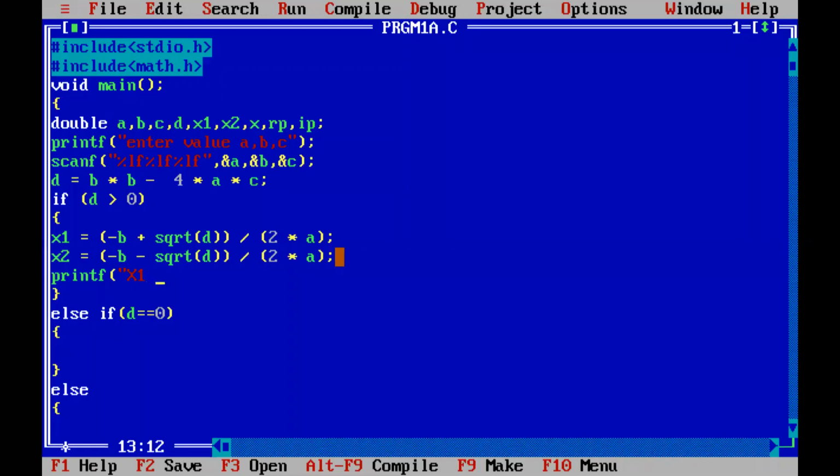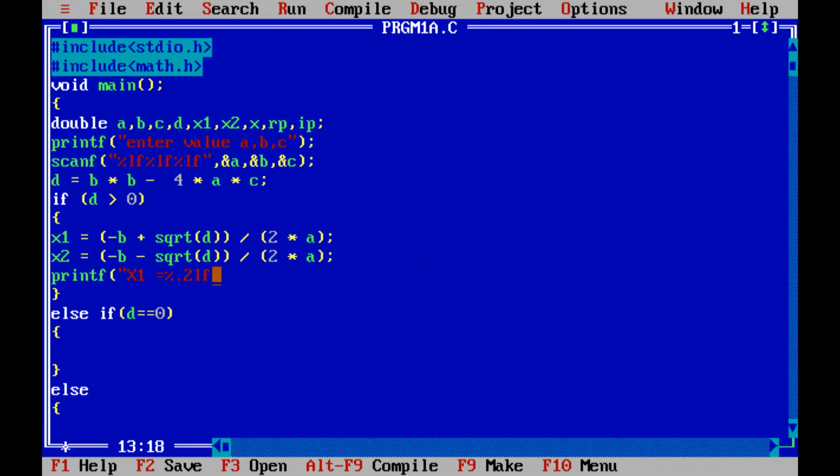Otherwise, just give x1 equal to, and where you want the value to be printed, give a percentage sign. And what is it I told you? If it is double, what do we have to give? lf. Now, if you want a precision of 2 decimal places, give 0.2. Is it clear? I will just give a space and show you. After the percentage, you give 0.2 and then lf. That means 2 decimal places. Don't give a space like this. I am just showing you what the percentage 0.2 lf is.